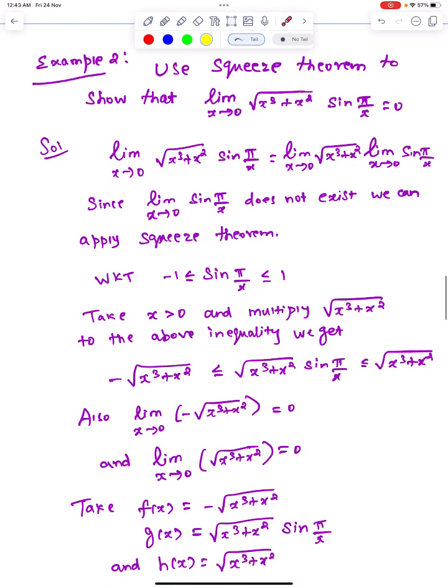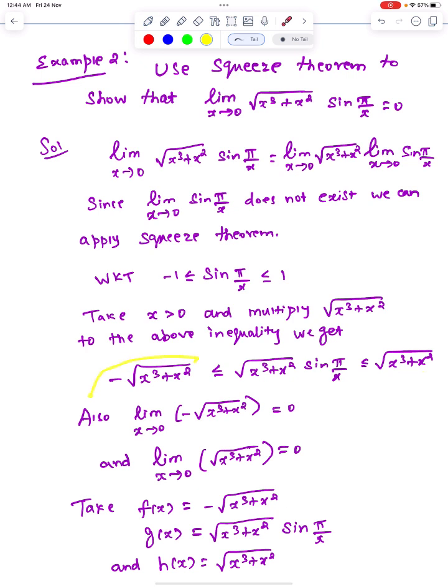So when you take any x which is greater than 0, and we take the function from the question, the square root of x cubed plus x squared, and multiply it with this inequality, the result will not change. When you multiply with the negative, you get a negative quantity here. In the middle, you get this product, and on the other side the positive one, right?